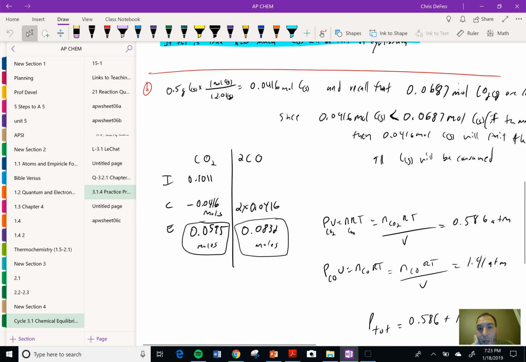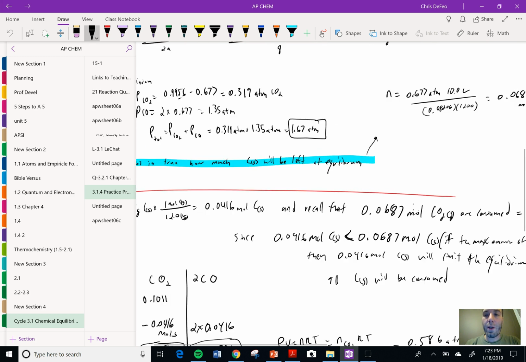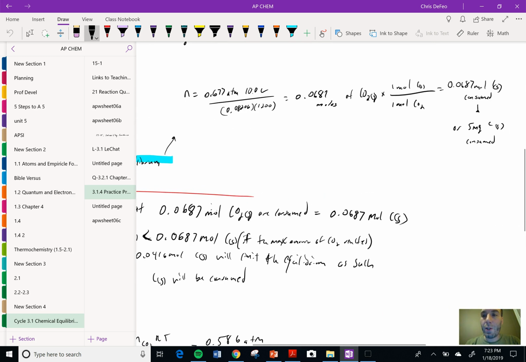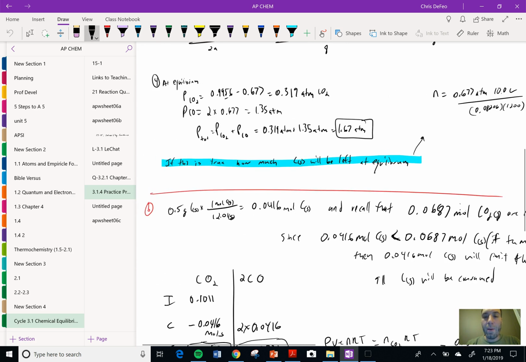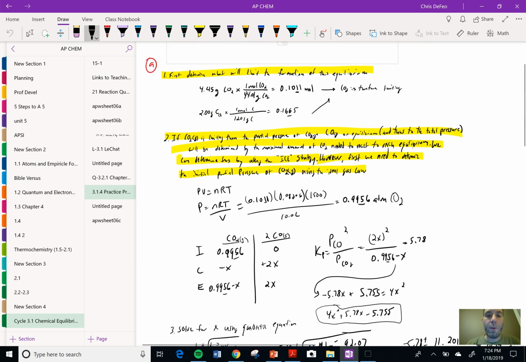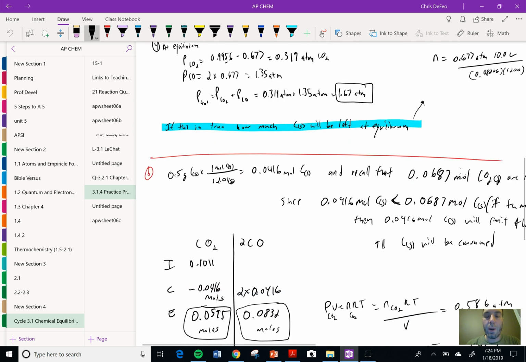But this gets a little bit tricky, because in order to find out if carbon will be limiting, you have to ensure that the amount of carbon that you have in the initial reaction is less than the amount of carbon that's consumed. So really, you wouldn't be able to do the second part if you didn't do this beginning part. Okay?